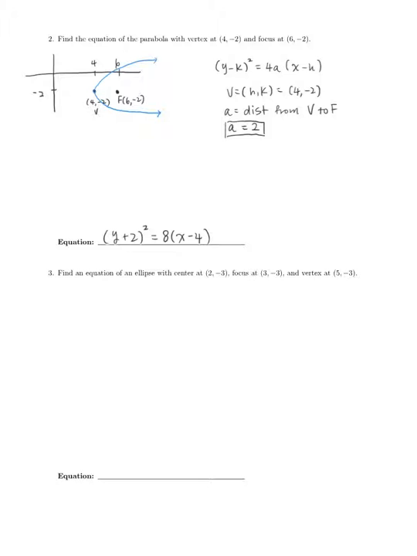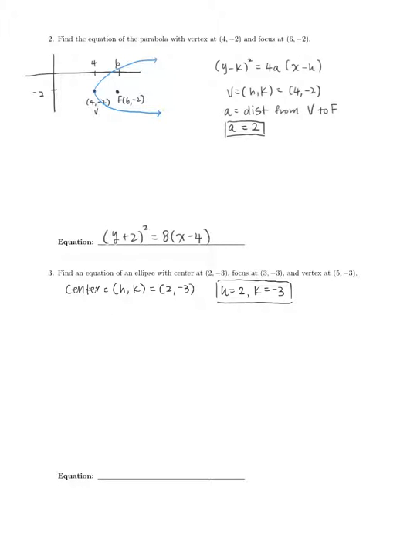All right, so the center is given by h, k. So this is going to be 2, negative 3. So it looks like h is 2, and then our k is negative 3. Okay, now let me just box this.